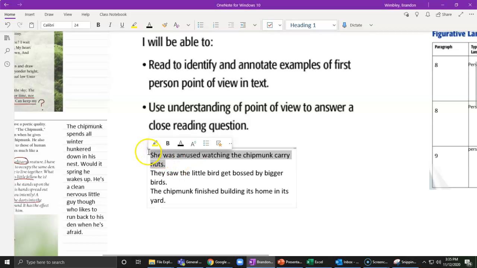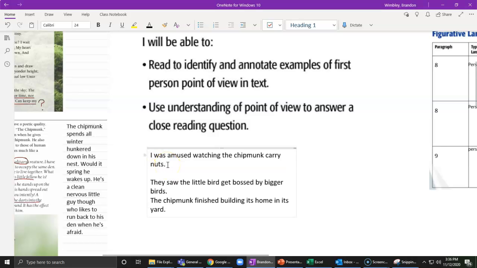So let's look at these sentences and see how we can change them to first person. So we have this sentence of, she was amused watching the chipmunk carry nuts. This is third person because of the word she. So how we change it to first person is we replace that she with I. And now you're part of that story. I was amused watching the chipmunk carry nuts.